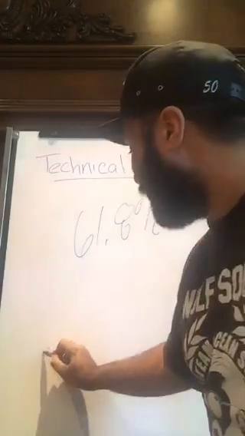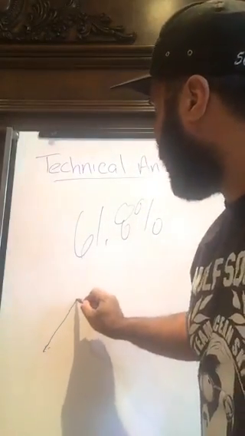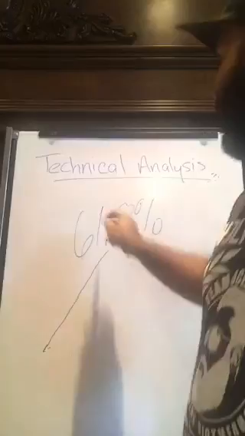So if we all bought over here and price is coming up, price is coming up, price is coming up, it's heading towards the 61.8 retracement level. We want to eventually take our profits.